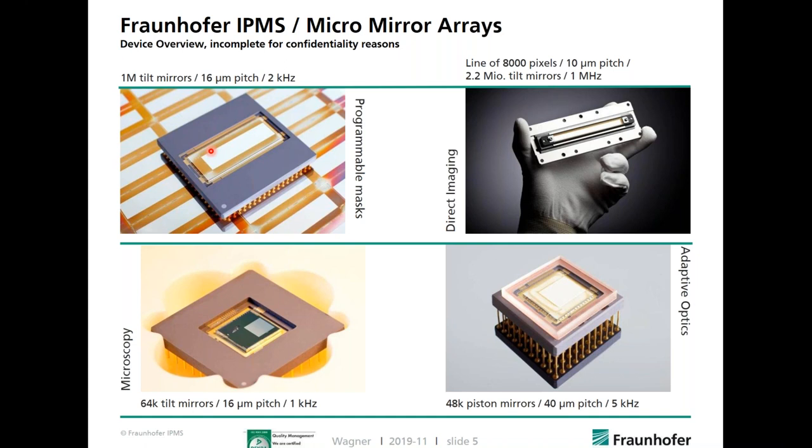One example, 1 million mirrors, 16 micron mirror pitch. It's roughly 500 by 2000 mirrors. The frame rate here is 2 kilohertz. Tilting mirrors means there is one tilt axis. Each mirror can be addressed individually. Something comparable here on the lower left, this is a smaller device, 256 by 256 mirrors, same mirror pitch, roughly the same frame rate.